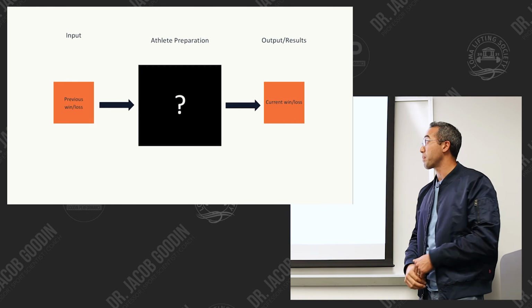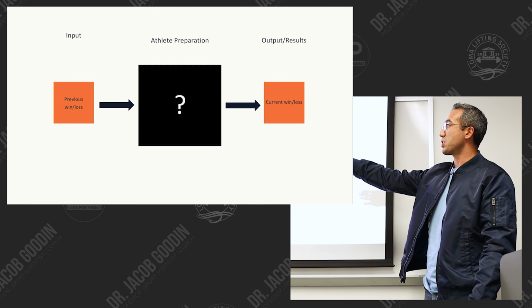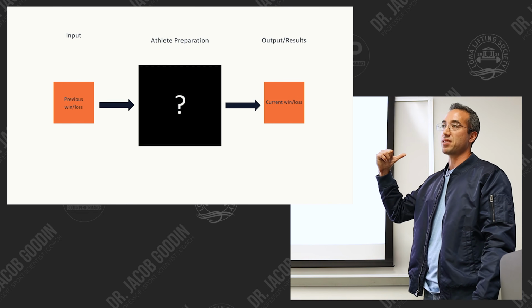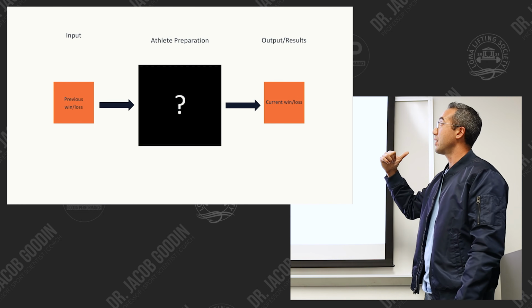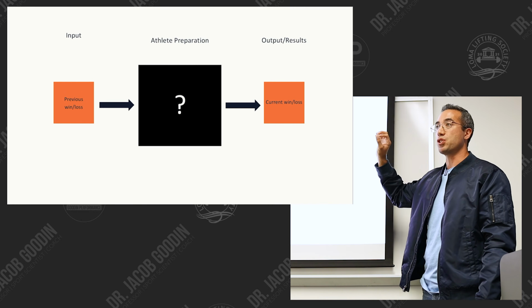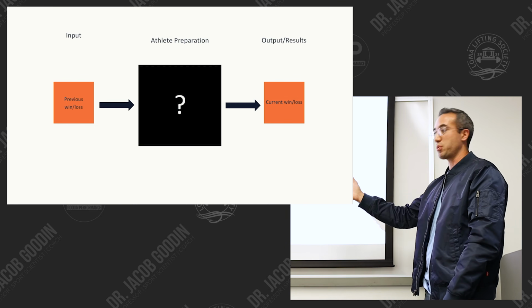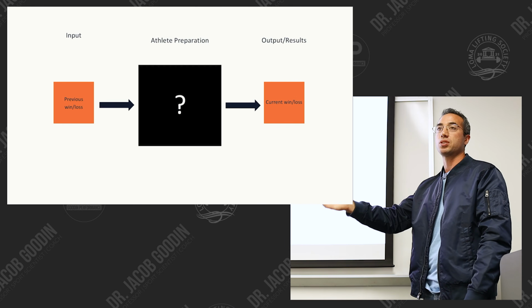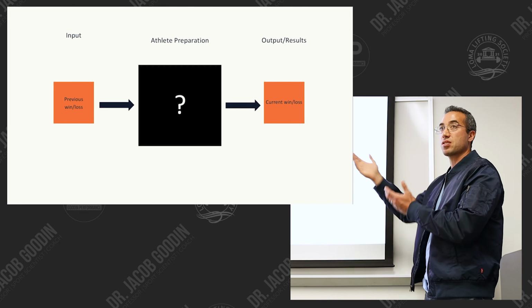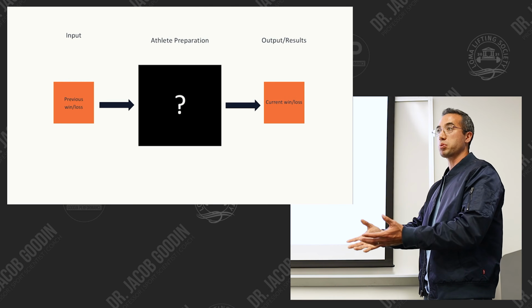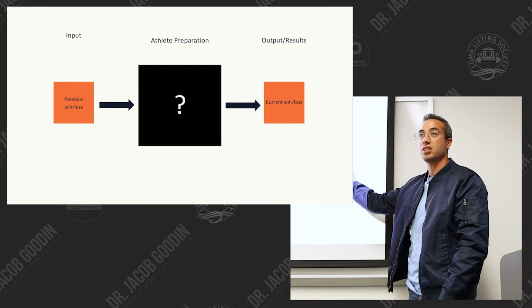And here's what it looks like. We have an input, which is the previous win-loss record. We know what they did last season, okay? And we have athletic preparation, which is driven by the coach, and we pay that coach to prepare the athletes. And we say, coach, you're a coach. You should be the expert in this. Prepare your athletes in order to improve their win-loss record. And then we see the results.